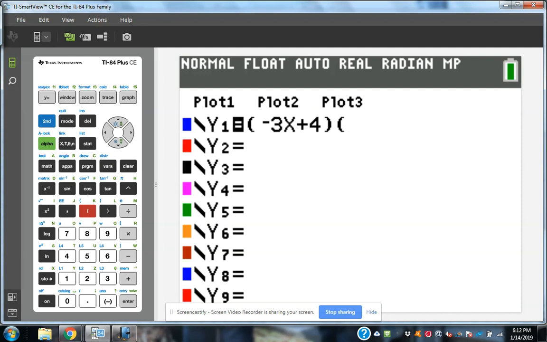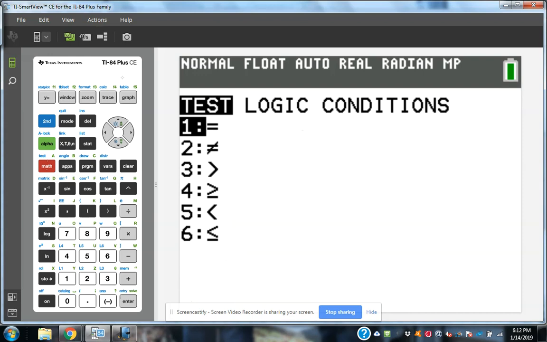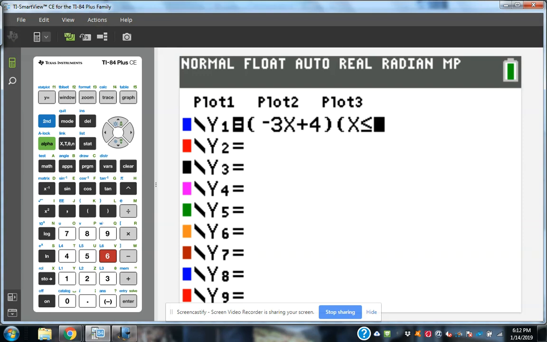And this is where I'm going to put the domain. So I'm going to hit x, and then I need the less than or equal to symbol. To get that, I hit second math, and it brings up the test menu. There's where my inequality symbols are. So the less than or equal to button is second math, and then option number 6. And then I'm just going to type in the number, -1, and then close my parentheses.